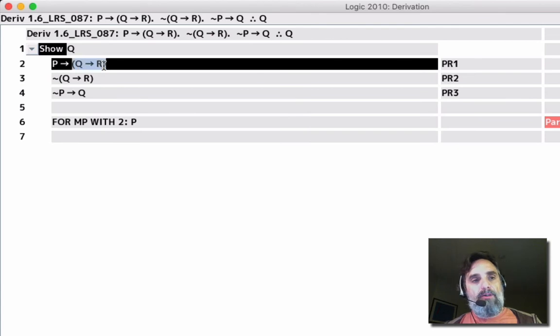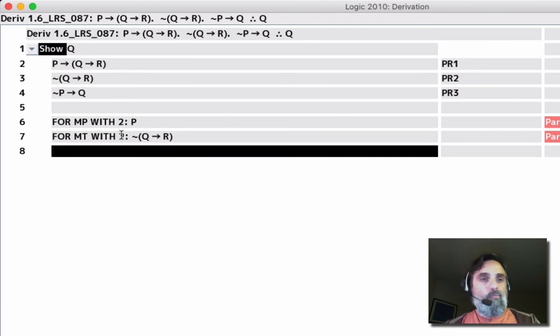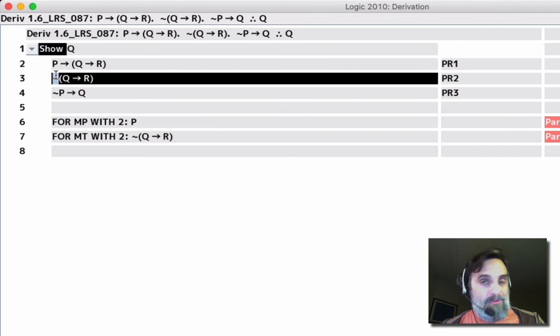For MT with 2, we want the negation of the consequent. What is the consequent? The consequent is if Q then R. So for MT with 2, we want the negation of if Q then R. Yeah? Okay. Let's look at 3. Is 3 a conditional? No. 3 is the negation of a conditional. It's an important one. We're going to come back to it in a second. Maybe you see what we're going to do with it. But if we're just doing this first step and looking at each of the different things, and we think, what do we want? Then we think, well, can I do MP with 3? And the answer is no, because 3 is not a conditional. It's a negation. So it's never going to be the conditional in our MP or MT.